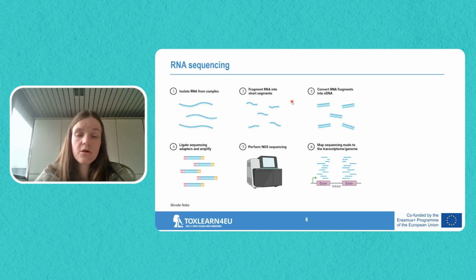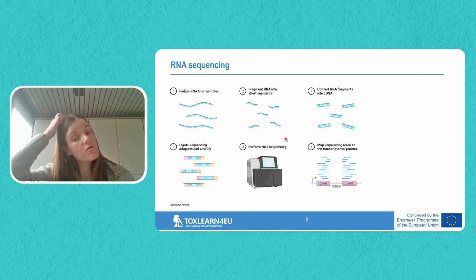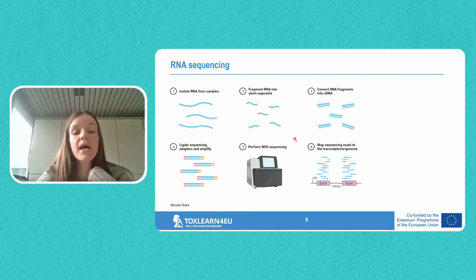You will then fragment the RNA into short segments. You will convert these segments into cDNA. You will ligate these with sequencing adapters and amplify them, and then you perform next generation sequencing. The result is then that you have a lot of so-called reads, and you will then map or align these to the reference transcriptome or genome of the organism that you're working with. And then depending on the number of reads that map to a specific gene, you can then determine the expression of that specific gene in a sample and compare it between different samples.